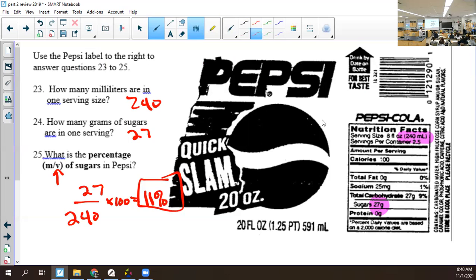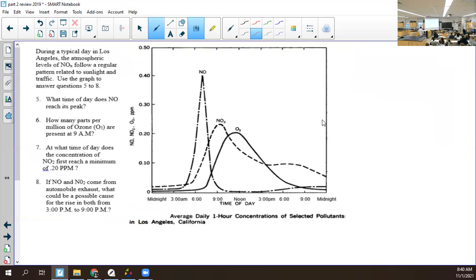Those are math problems we've done before. In the homework, it asks a little bit different, and I'm not going to worry about that for right now.